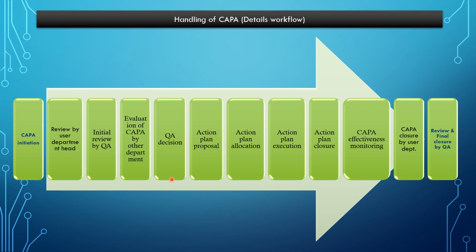After the QA decision, further action plans can be proposed based on the CAPA. After the proposal, the action plan shall be allocated to the respective user department, and based on the action plan, the user department can execute and implement the proposed action plan, that is, they will complete the proposed action plan. After the completion of the action plan, closure shall be initiated. Then, after the CAPA, effectiveness monitoring shall be opened to monitor the effectiveness of the implemented CAPA. Then CAPA closure can be initiated by the user department, and finally the CAPA shall be reviewed and closed by the QA department. So this is the workflow of the CAPA, from initiation of the CAPA to the closure of the CAPA.